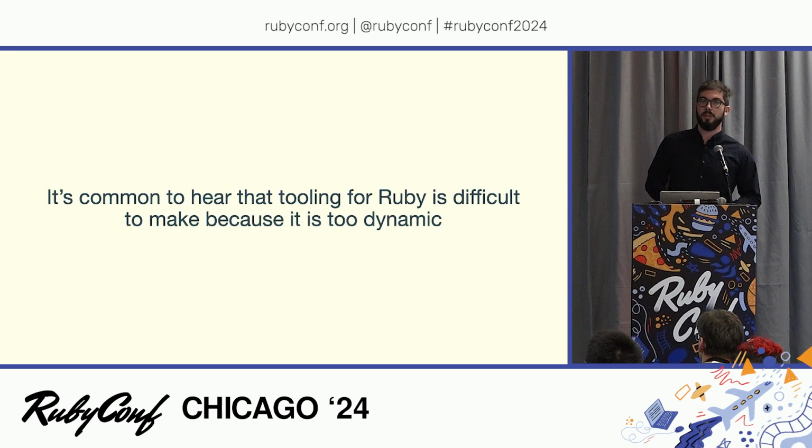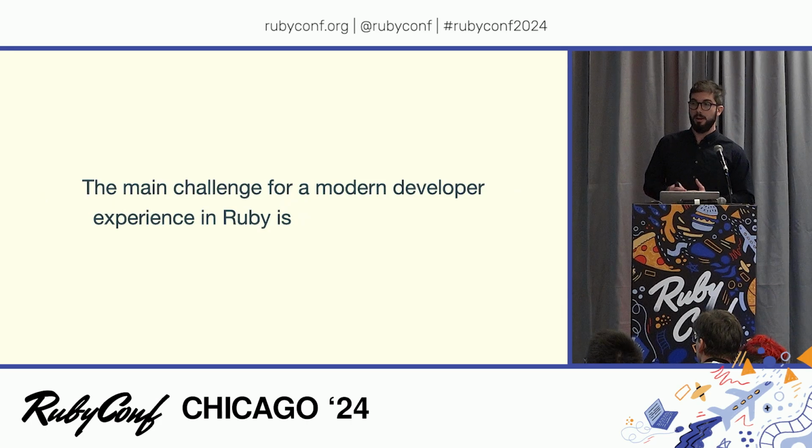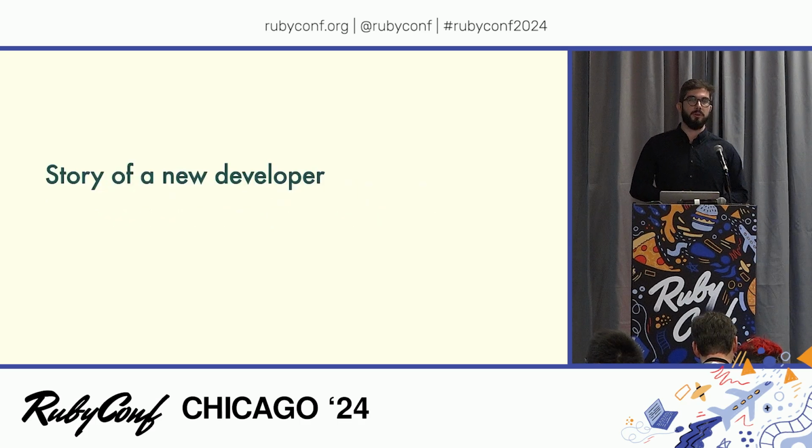And Ruby is not the only dynamic language in existence. JavaScript is also dynamic. Python is also dynamic. And the answer for more accurate static analysis is gradual typing. This, in the case of JavaScript, was TypeScript. For Python, it was type hints. And we have our own gradual typing solutions like Sorbet and Steep. So I don't believe that today that is the main source of difficulty we face with our tooling. In my opinion, the main challenge for a modern developer experience is the level of fragmentation that we have in our tooling. Let's follow the story of a new developer.